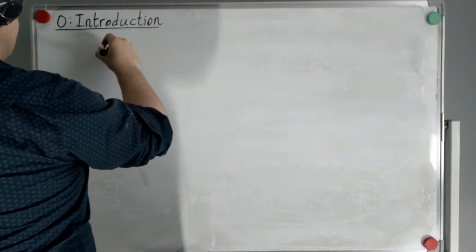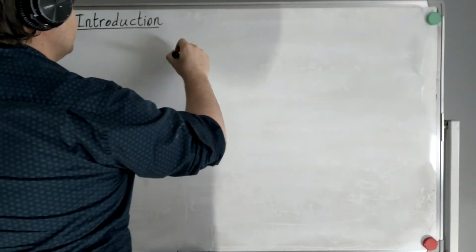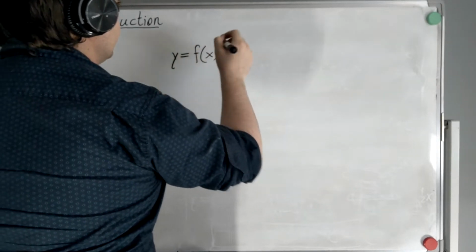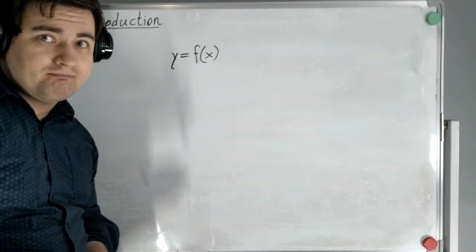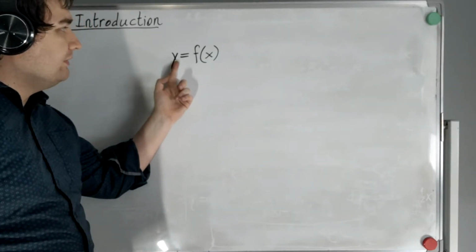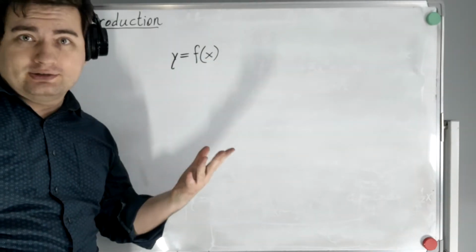So, in single variable calculus, you give me y as a function of x. This means that every value of the dependent variable y is completely determined by the value of the independent variable x, and that's it.